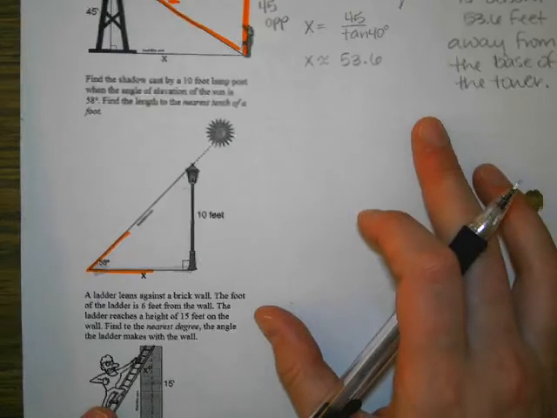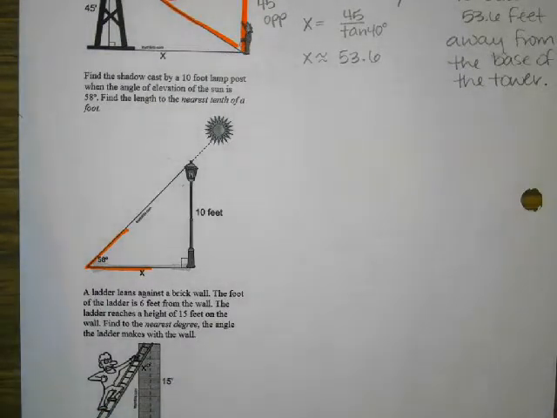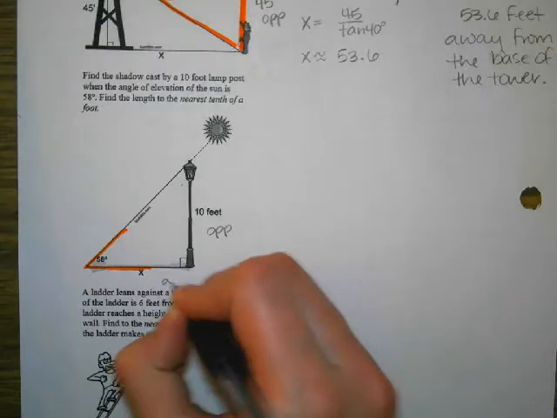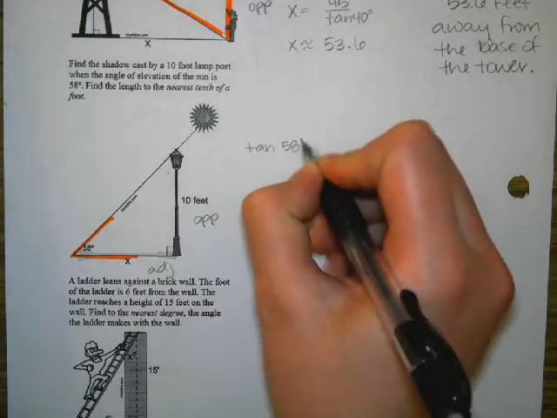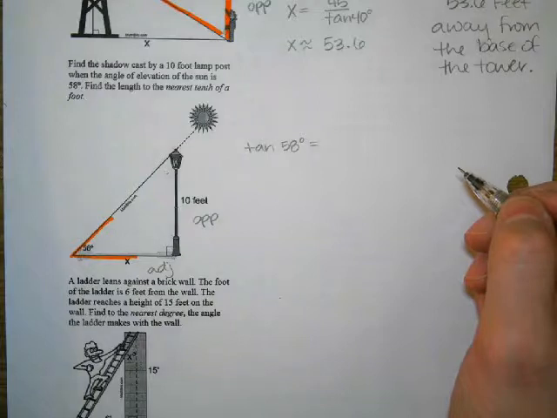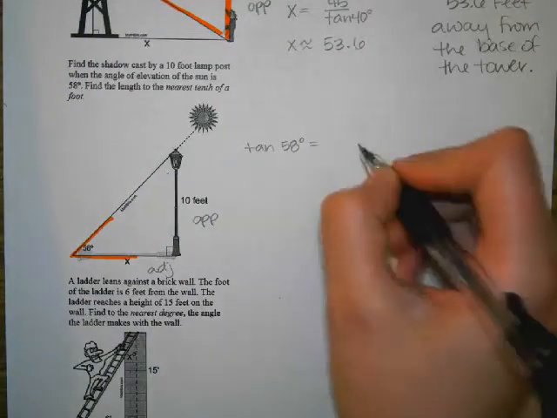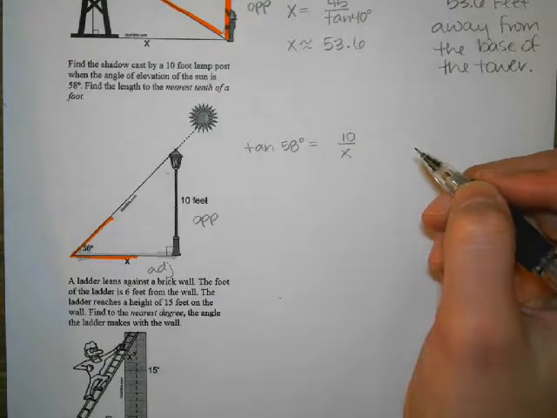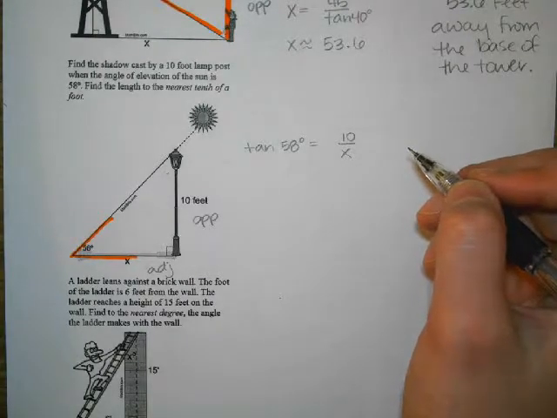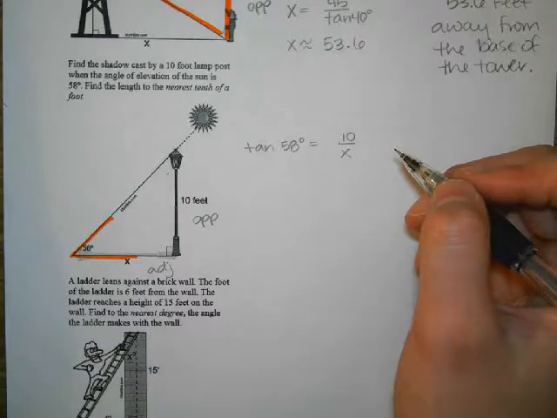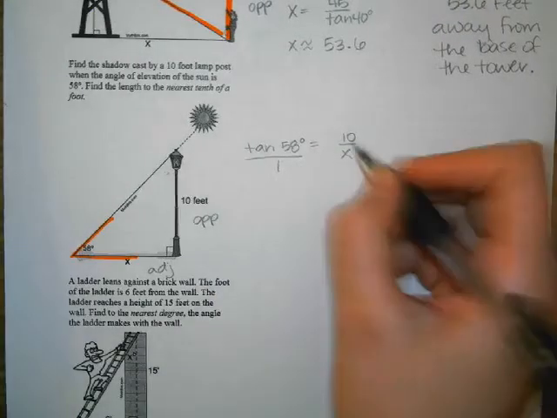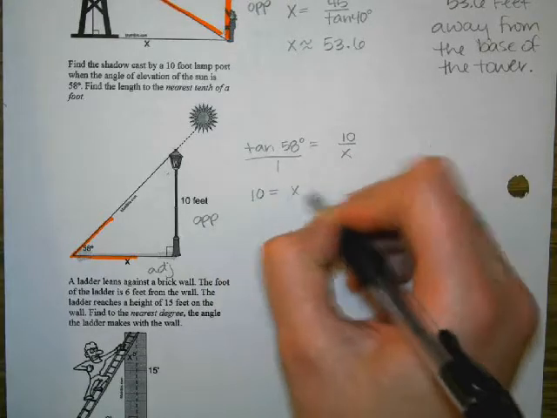So the picture was already drawn, it was already labeled, so we know that it's right. What should we write for the sides that they gave us? Opposite and adjacent. So what trig ratio are we using? Tangent. So tan 58 equals 10 over x. Why is it 10 over x and not x over 10? Because opposite goes over adjacent, so opposite should be on top. You guys missed that. All right, how do I solve for x? Cross multiply. So 10 equals x tan 58.